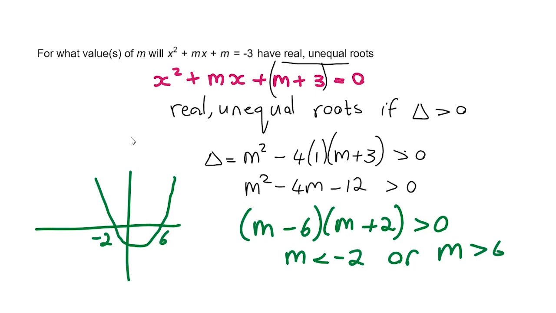Just to make sure we understand what we're doing here, this is an expression of delta for different values of m. All right, delta on the y-axis, and we want to be where delta is above the axis. Delta can't actually equal 0, because remember that if delta equals 0, then we would get equal roots. Delta must be strictly greater than 0.